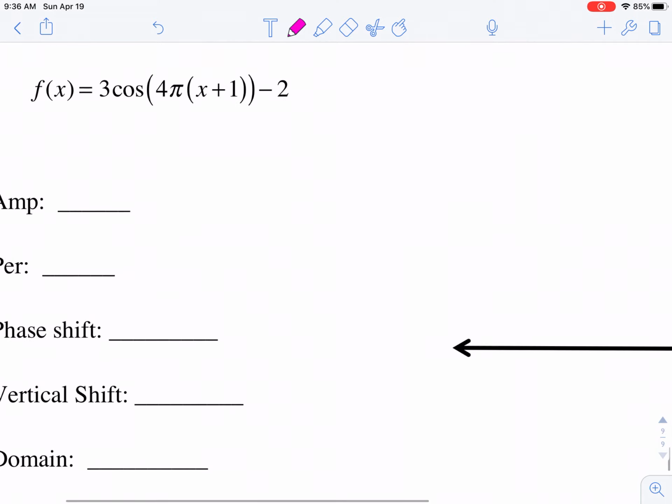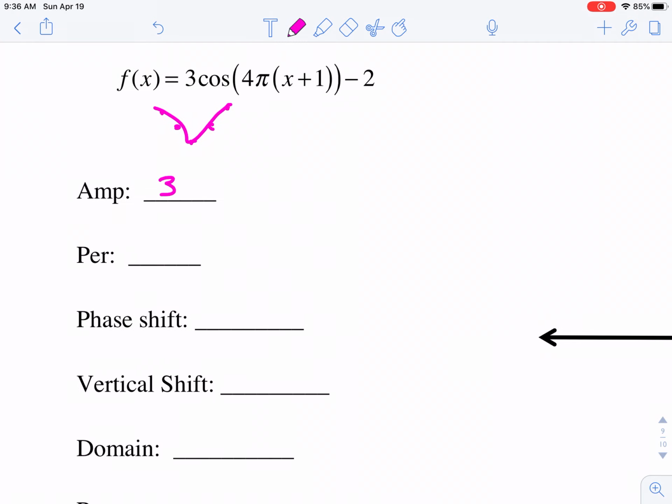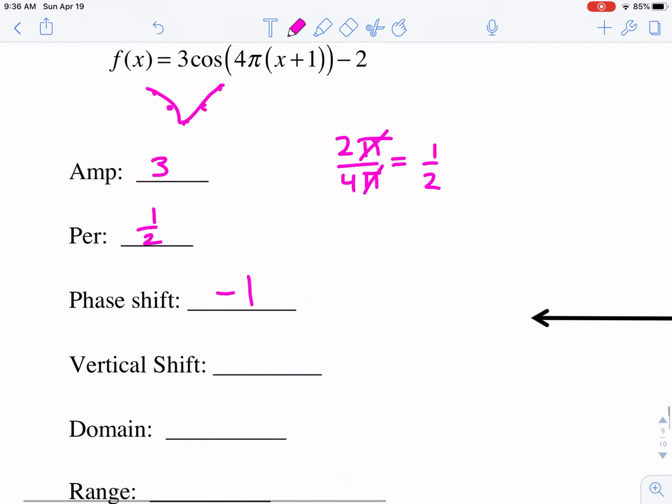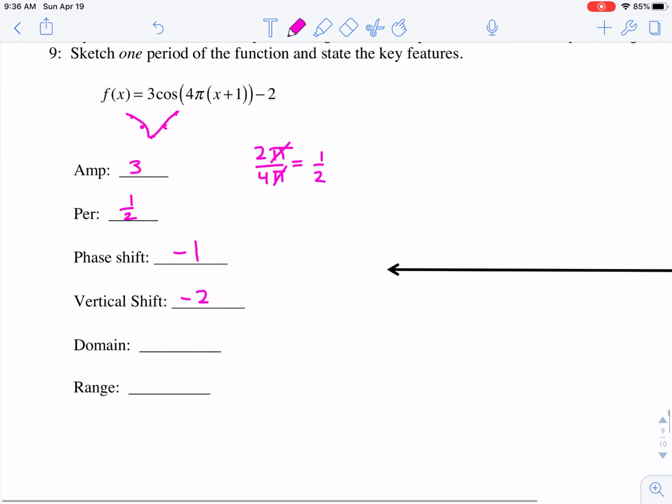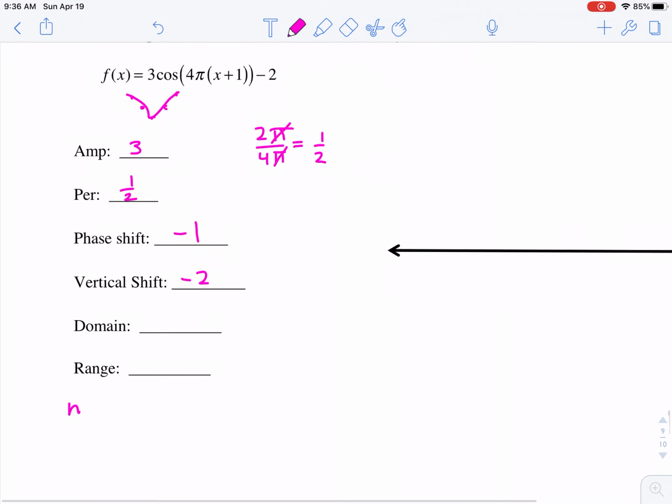So I'm going to draw my cosine shape, max down to min, back to max. I always like to just keep that in mind. My amplitude is 3. My period, 2 pi over b. So that gives me, the pi's reduced, 2/4 is 1/2. So a period of 1/2. A phase shift to the left 1. A vertical shift down 2. If we have a vertical shift down 2, that tells us the midline is y equals -2.